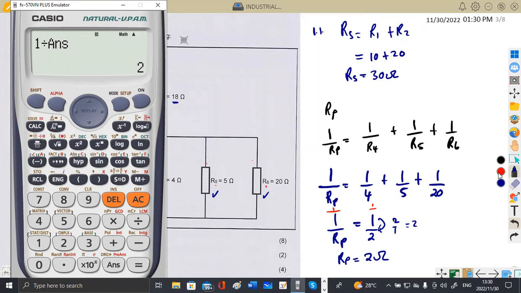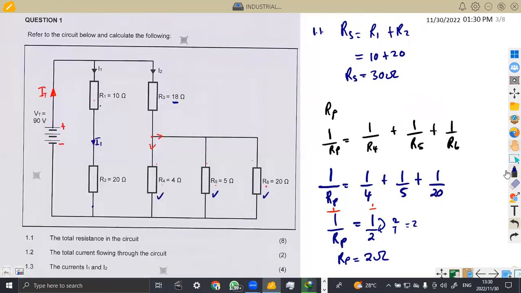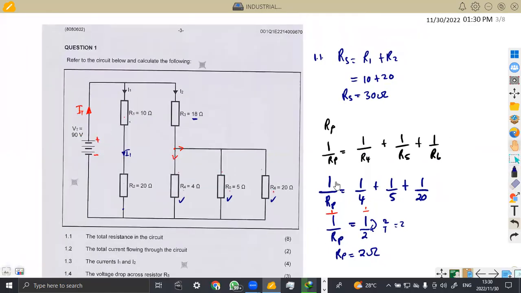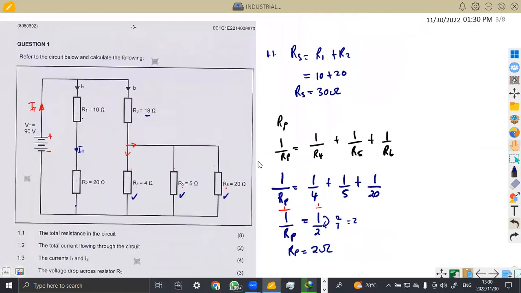So that is it, guys. We've got the parallel combination now, which is this part. We have combined these 3 resistors together. Okay, so what I'm going to do, I want us to have this circuit diagram redrawn so that we understand so far where we are. Remember what happened? We combined this series circuit.